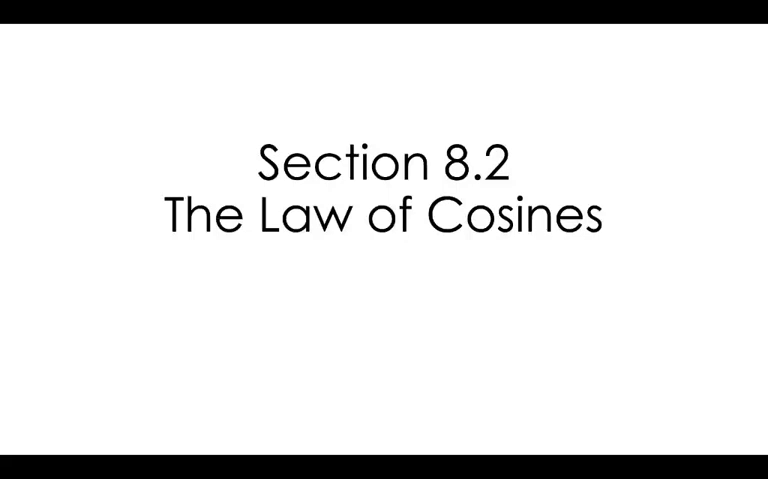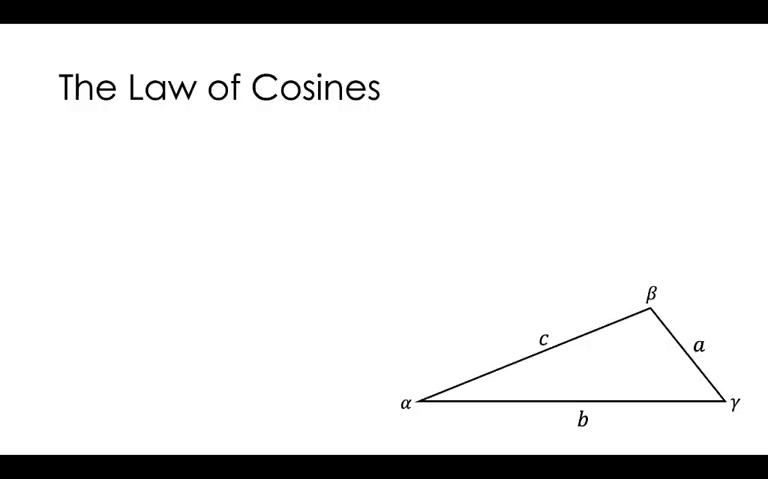All right, section 8.2, the law of cosines. In the last section, we were solving oblique triangles using the law of sines. The law of sines was good for angle, angle, side and angle, side, angle, and then that side, side, angle case that we didn't really do. So we just did those other two.